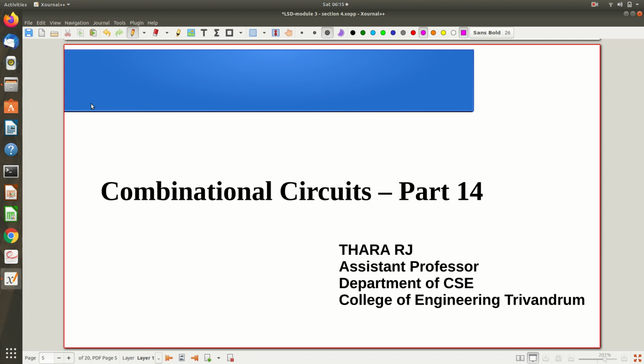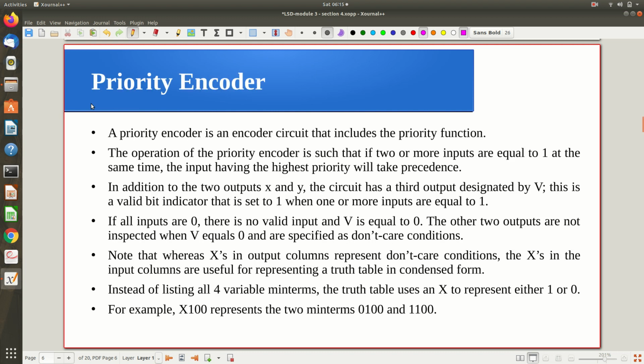Hi all, welcome to part 14 on combination circuits. Here we are continuing our discussion on encoders. Particularly, we will see something called a priority encoder.